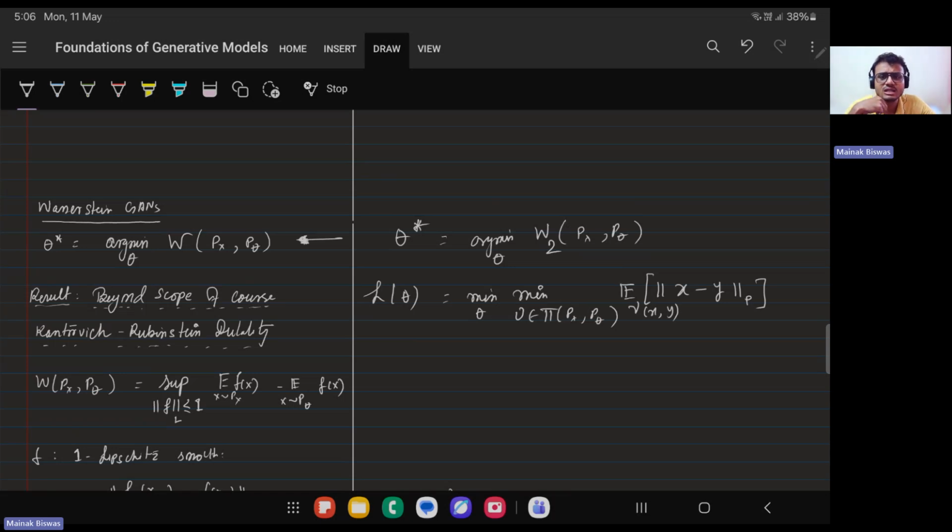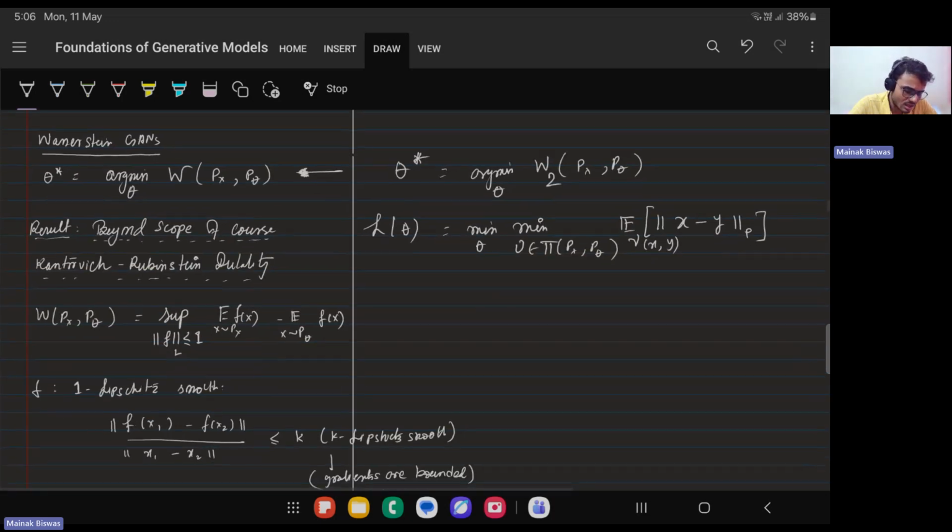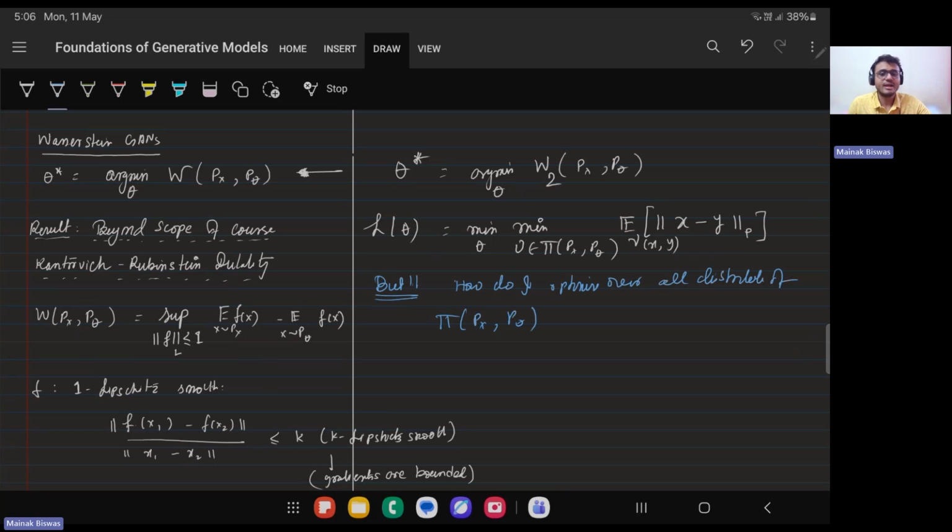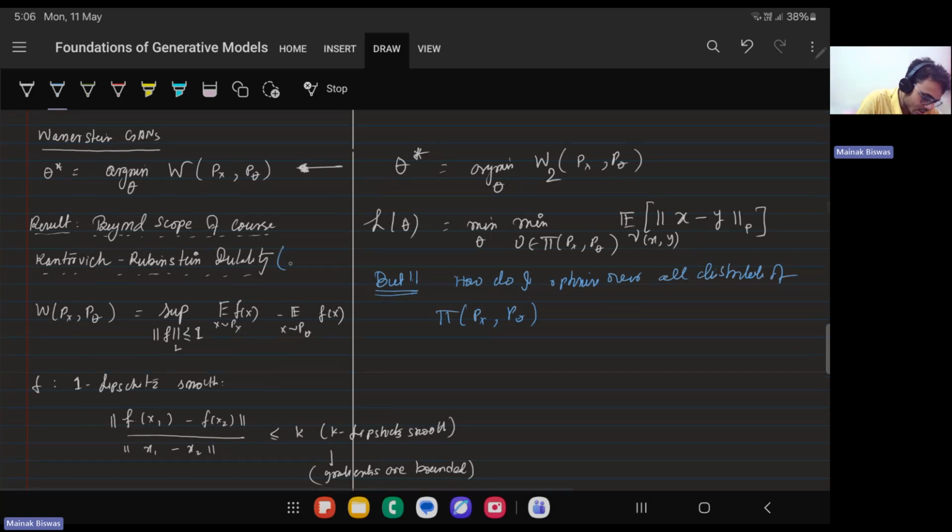So now you will ask me, okay, sure, but there's a big problem. How do I optimize over all distributions of pi of Px comma P theta? And this is where the Kantorovich-Rubinstein duality comes in, which is beyond the scope of the syllabus. This is beyond scope.